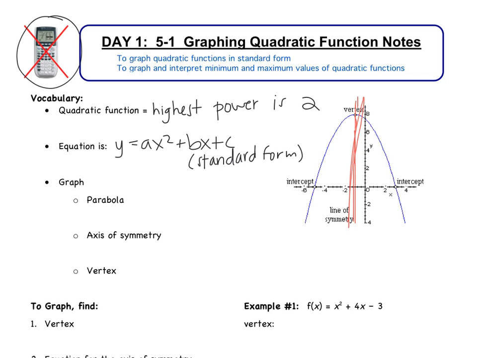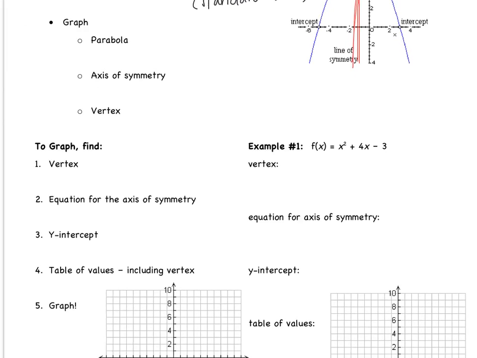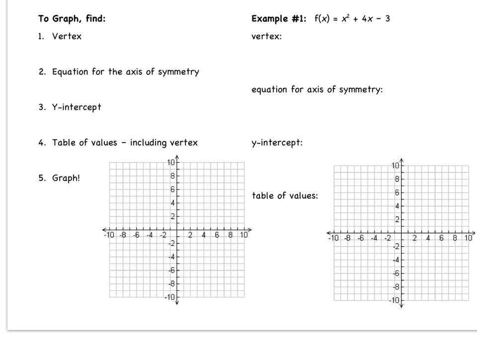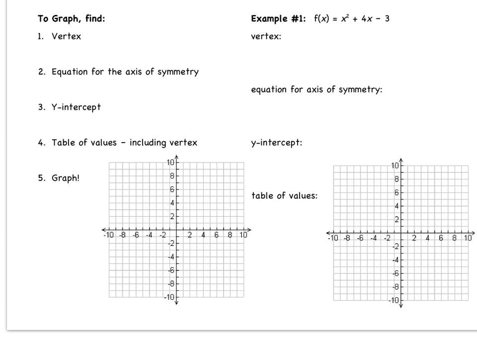And then you're going to be finding what's called the vertex. So vertex is this point right here. It's always either the maximum or the minimum. It's kind of where the graph starts. So let's just jump in with example number 1. On the left, you're going to find steps, and on the right, you're going to see an example.